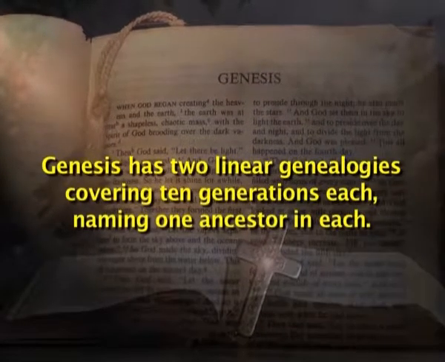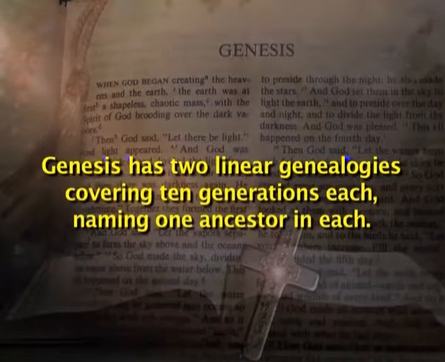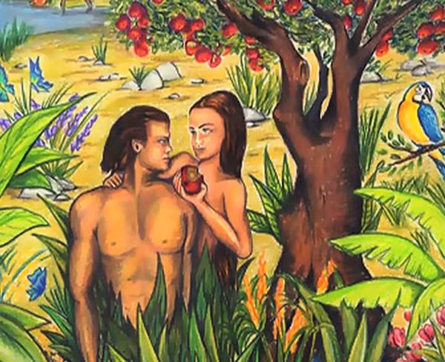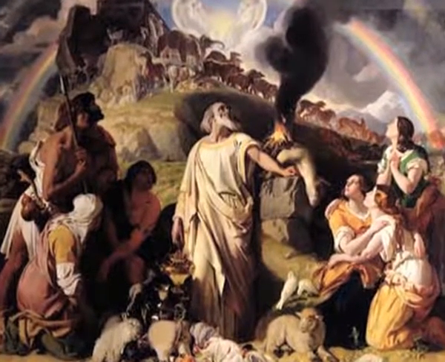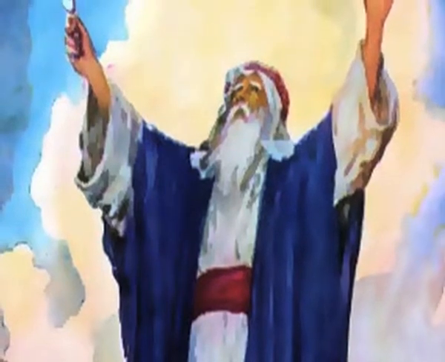Genesis has 2 linear genealogies covering 10 generations each, naming one ancestor in each. The period of Adam and Eve is linked to Noah by a genealogy, and the period from Noah's son Shem to Abraham is linked with the next. Other than these, there are other segmented genealogies giving limited information about the characters of secondary interest.